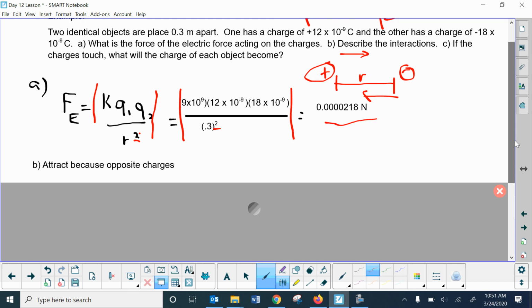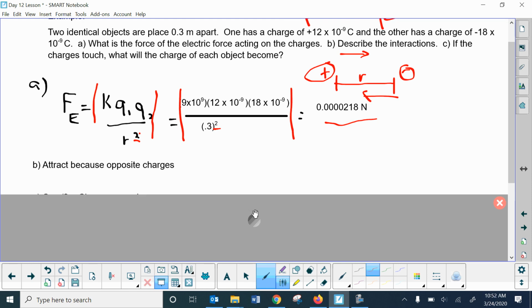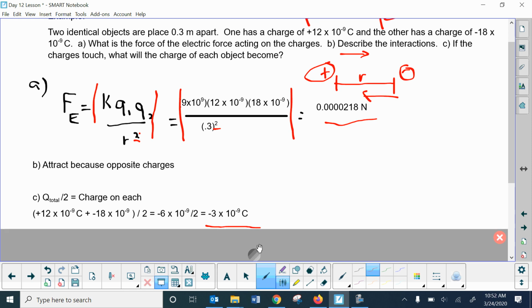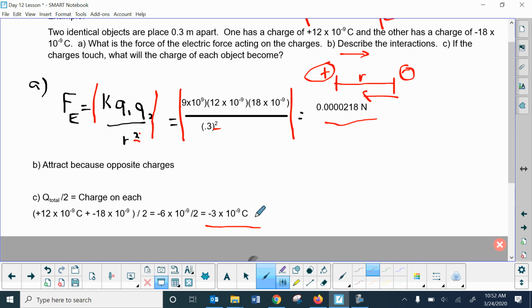Finally, to figure out the total charge or how it would redistribute, we're just going to look at what we did in the beginning of the lesson. We figure out the total charge between the two of them. If we add those together, we get negative 6 times 10 to the negative 9. Then it's going to try to divide it as evenly as possible. So if we divide that by 2, this is what ends up on each one.